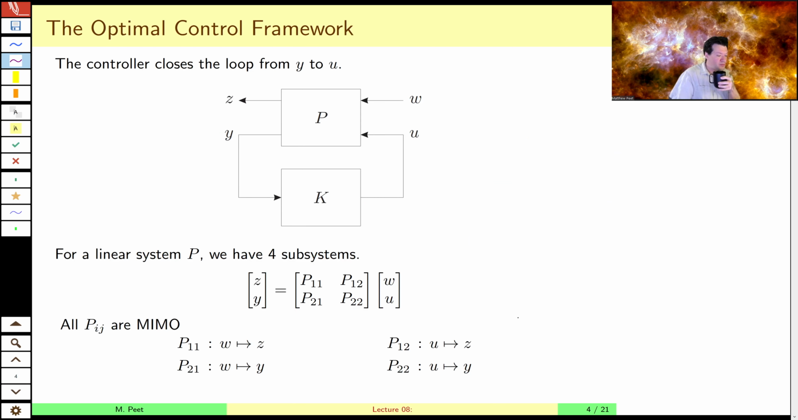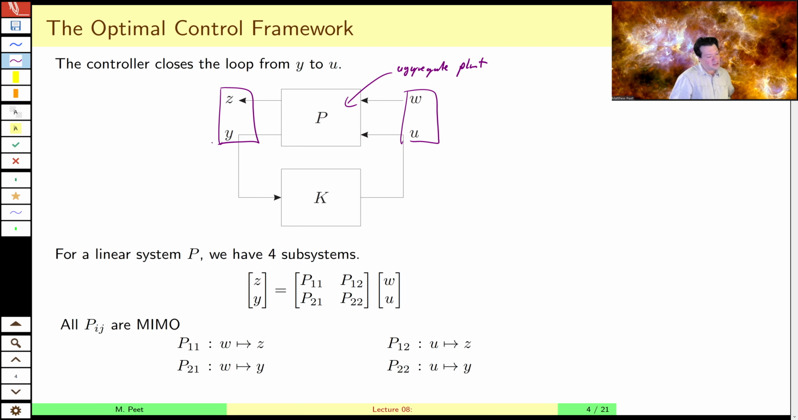So the next step, once we've identified our signals, is to formulate the feedback control problem, to formulate the optimal control framework by writing an aggregate plant, which is different than our nominal plant. The nominal plant is maybe the system within the system, for example. But this is a larger plant which maps this set of signals to this set of signals.